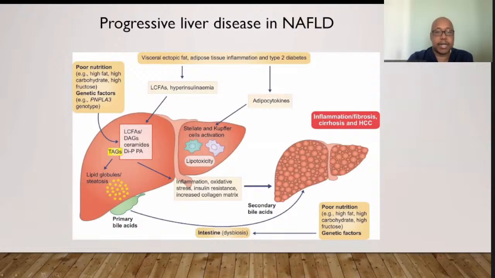That fat accumulating in the liver over time can develop inflammation from oxidative stress and insulin resistance. Pointing to the far right, chronic inflammation over a period of time leads to scarring, which is fibrosis, and that fibrosis can lead to cirrhosis, which ultimately can lead to hepatocellular carcinoma. That's the progression this schematic basically shows, as we would have discussed. Next slide, please.